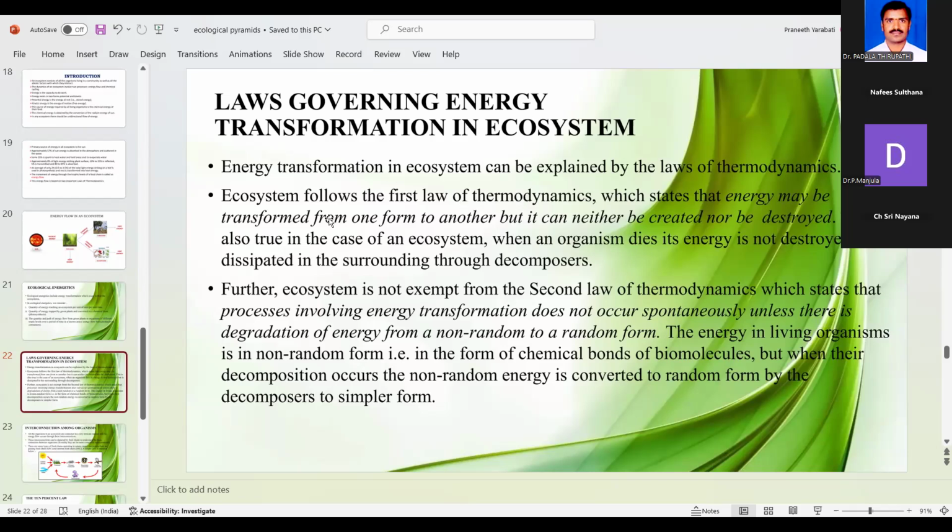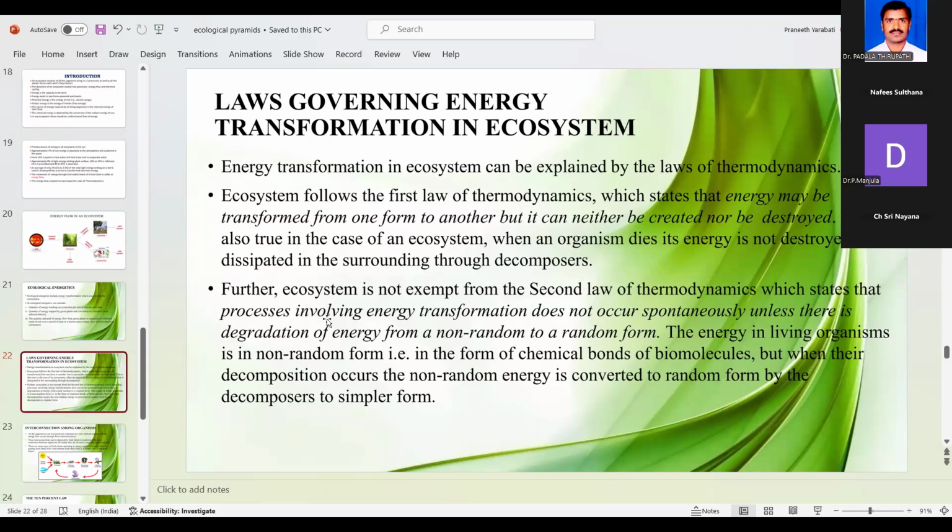The ecosystem follows the first law of thermodynamics, which states that energy may be transformed from one form to another, but it can neither be created nor destroyed. So energy is neither created nor destroyed, but it can be transformed from one form to another. This is the first law of thermodynamics, and it is also true in the case of the ecosystem. When an organism dies, its energy is not destroyed, but it is dissipated in the surroundings through the decomposers. Okay, next one.